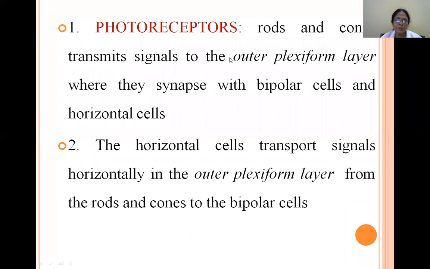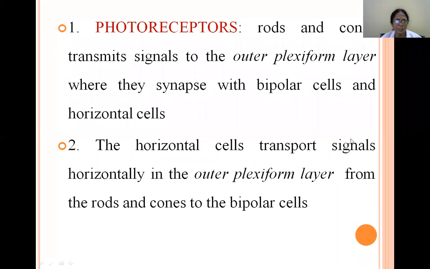A little bit more detail about these photoreceptors, rods and cones. Just now we have discussed that they transmit the signals to the outer plexiform layer. The first layers are the pigment layer, rods and cones layer, outer limiting layer, and outer nuclear layer. Then comes the outer plexiform layer. Here we have got two types of cells: bipolar cells and horizontal cells.